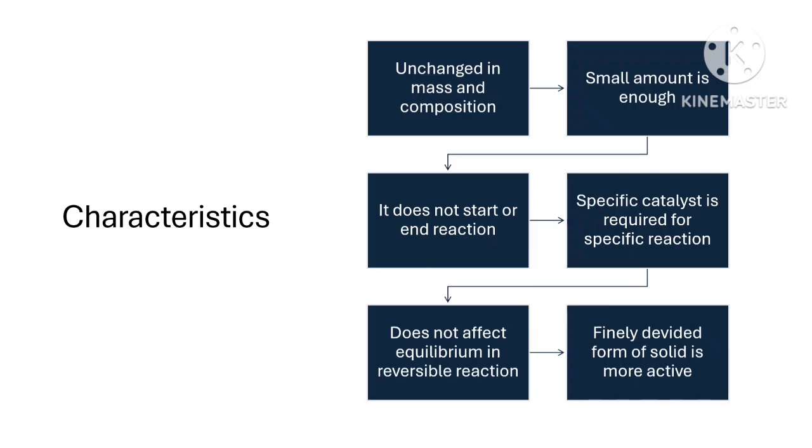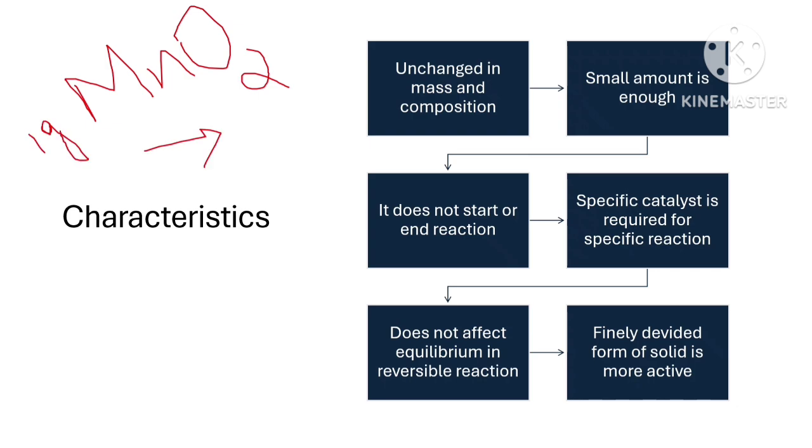Next, characteristics of catalyst. First one, unchanged in mass and composition. I have already told you about the hydrogen peroxide decomposition, right? In that case, we used MnO2 as a catalyst. If you take 1 gram of MnO2 as a catalyst, after the reaction also it will be 1 gram only. Okay, and also the composition, manganese and oxygen, will not change. It will remain as it is. Clear?